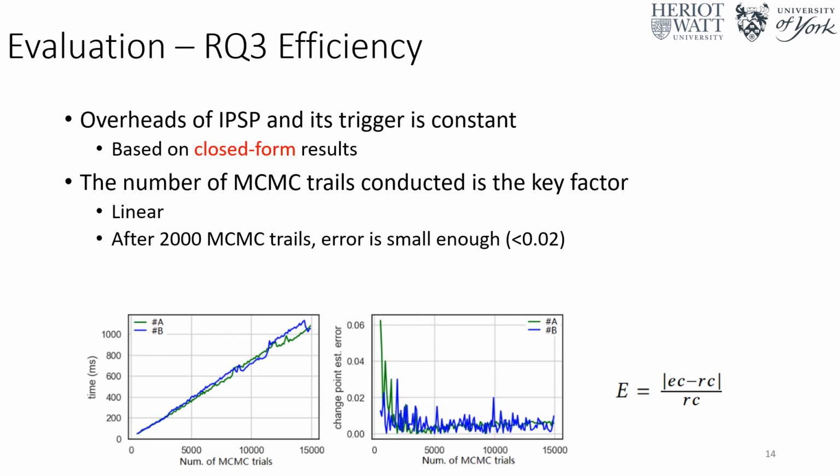Based on the experiments in the first figure below, we found the time is basically linear in the number of MMC trials conducted, and when the number of trials is more than around 2000, the change point error is small enough, as shown in the second figure. On my 4-year-old laptop, if we do 2000 MMC trials, our approach can finish in 0.2 seconds, which seems fast enough.